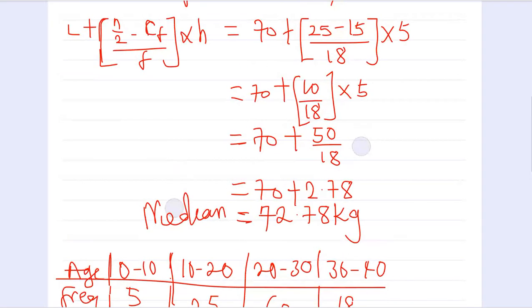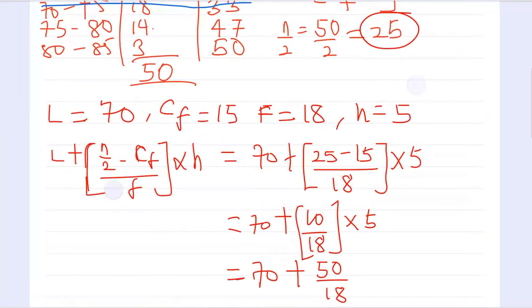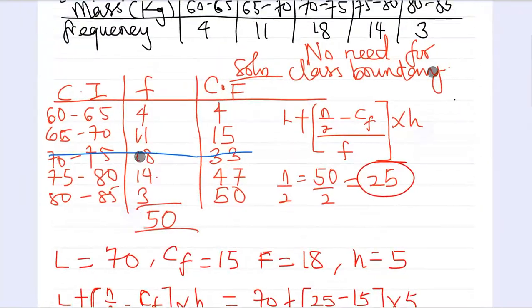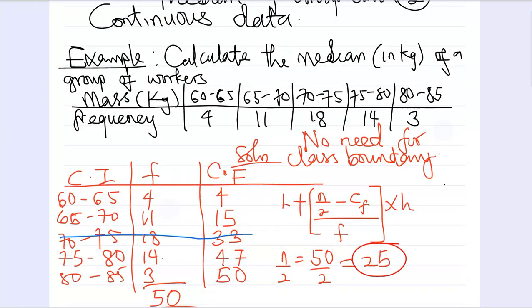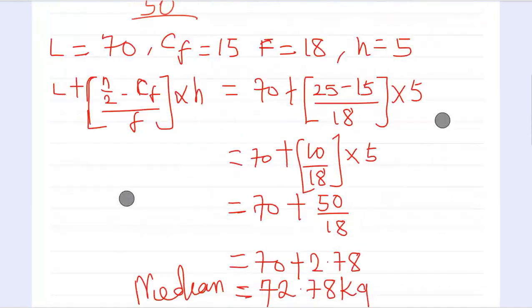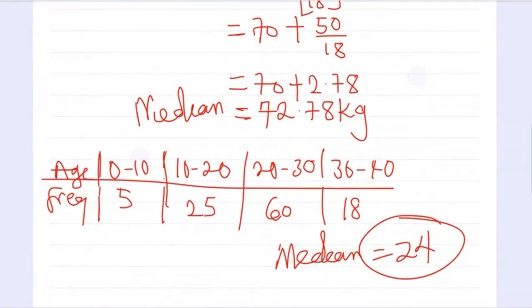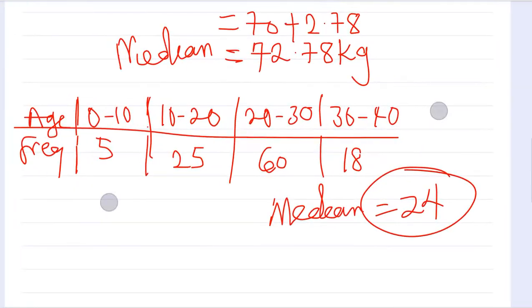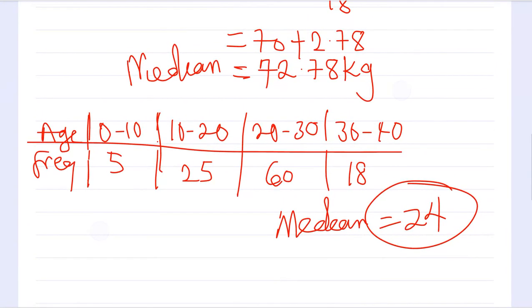Don't forget, this is on continuous data, and for continuous data you don't need class boundary. So you must first check, is my data continuous or discontinuous? Once you do that, you are good to go. In the next video, we'll be talking about the mode of group data.